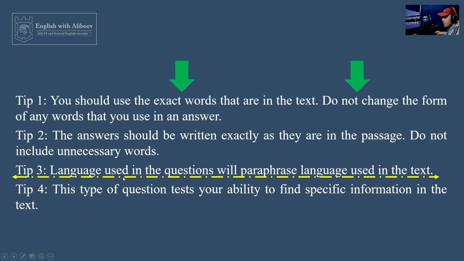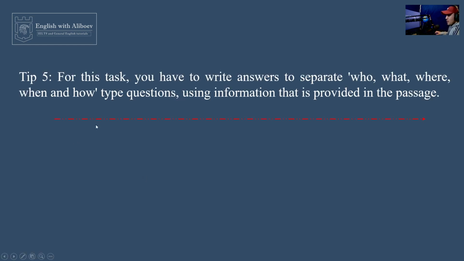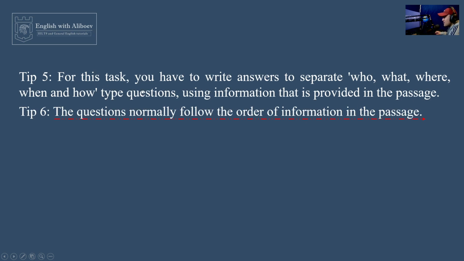Okay, tip number 4. This type of question tests your ability to find specific information in the text. This is pretty good because finding specific information is not as challenging as you think it is. Tip number 5. For this task, you have to write answers to separate who, what, where, when, and how type questions using information provided in the passage. Well, you can just skip tip 5, I guess. That's not that important.